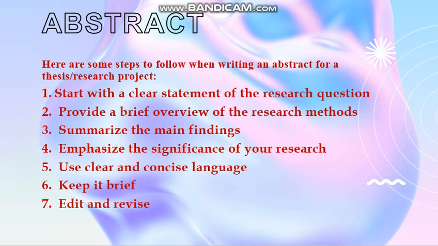Here are some steps to follow when writing an abstract for a thesis research project. Number 1, start with a clear statement of the research question. Provide a brief overview of the research methods. Summarize the main findings, emphasize the significance of your research, use clear and concise language, keep it brief, edit and revise. Using these guidelines, you can write a better abstract for your research project and research thesis.